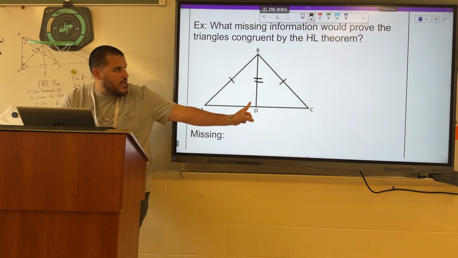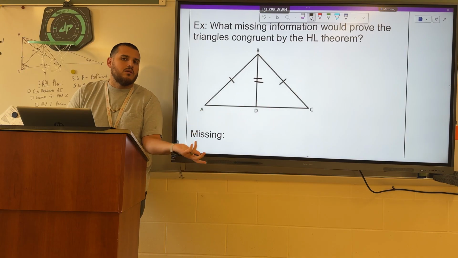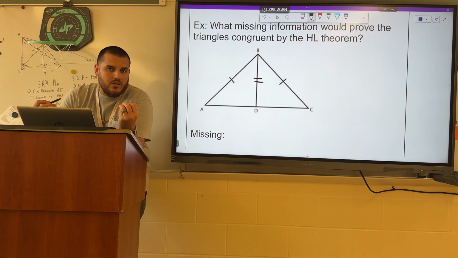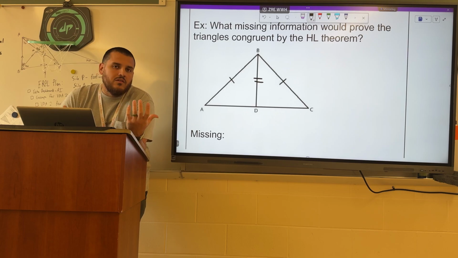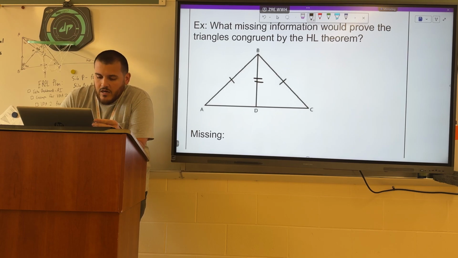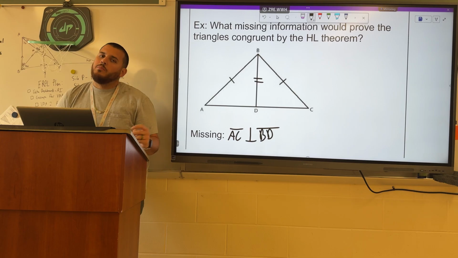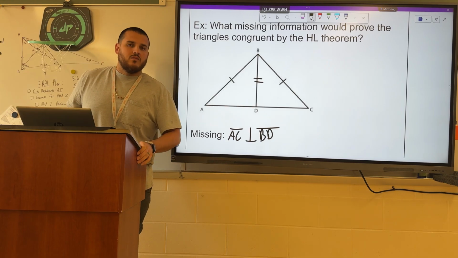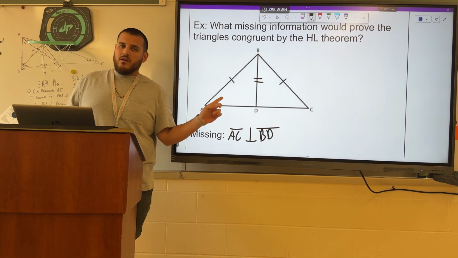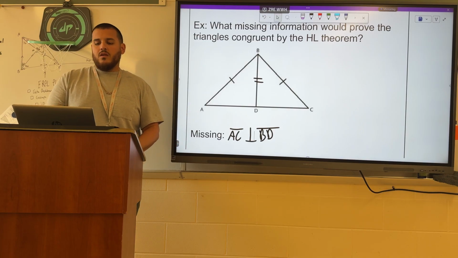We could say, okay, angle ADB and angle CDB need to be right angles. But what we can do to make that more specific, what we can do to give us a better explanation there is to say that AC is perpendicular to BD. Because perpendicular things will intersect and give us right angles. That would be the missing thing here to give us hypotenuse-leg congruency.